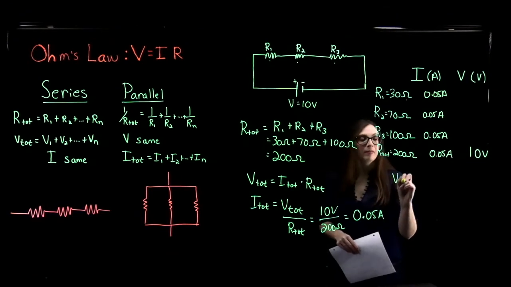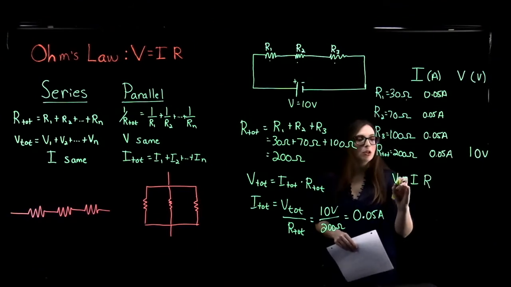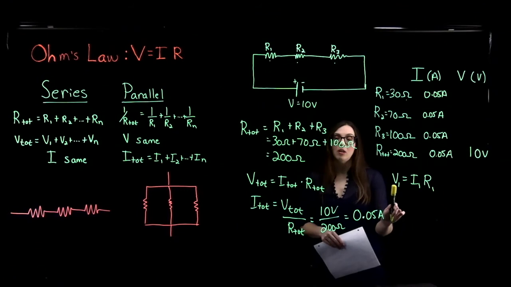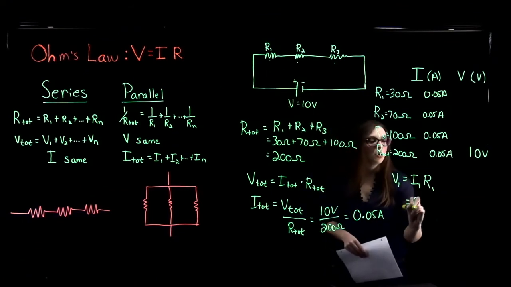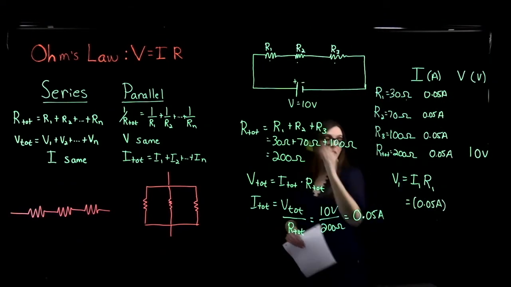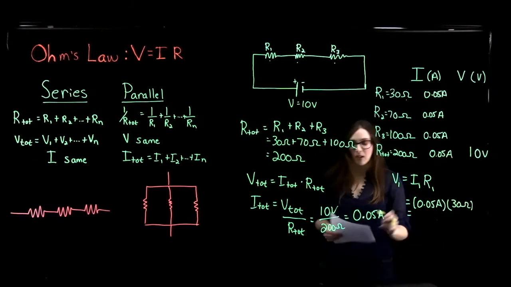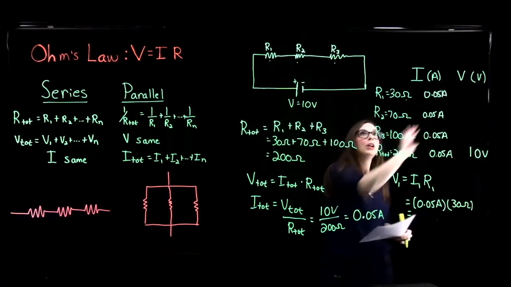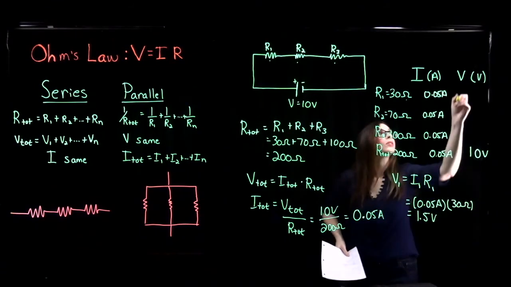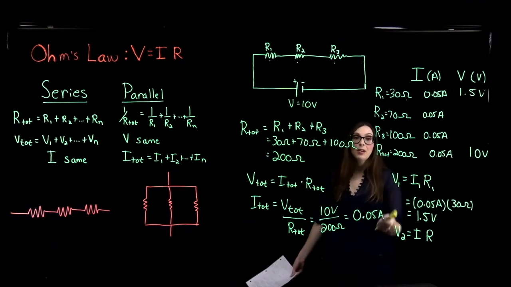And Ohm's law says that the potential is equal to the current times the resistance. So you just compute this for each resistor. So the potential across resistor 1 is just going to be the total current, 0.05 amperes, which is also the same as the current running through that resistor, times its resistance, which is 30 ohms. And so that gives us a potential for my first resistor of 1.5 volts.